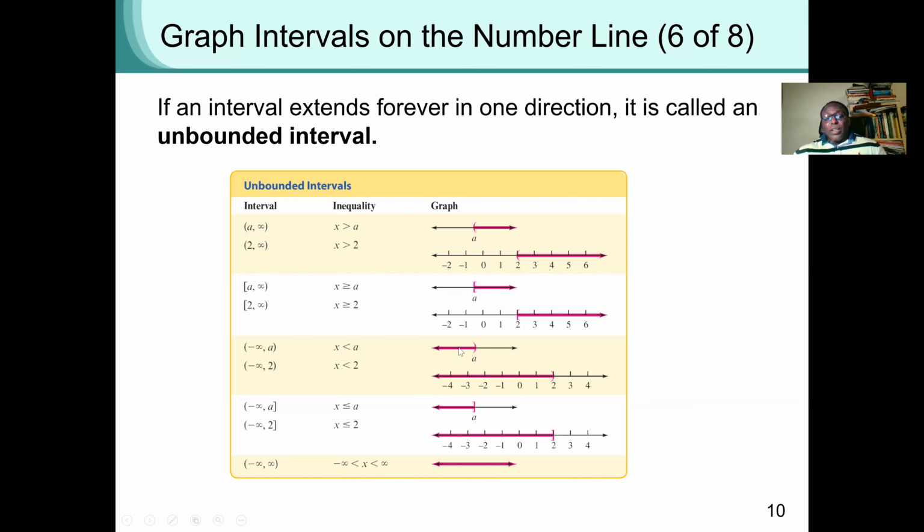Less than will go in the left direction, so we have s is less than a, so from a to the left. Or s is less than 2. And also s is less than or equal to a. Less than or equal to 2. And negative infinity to positive infinity means everything.